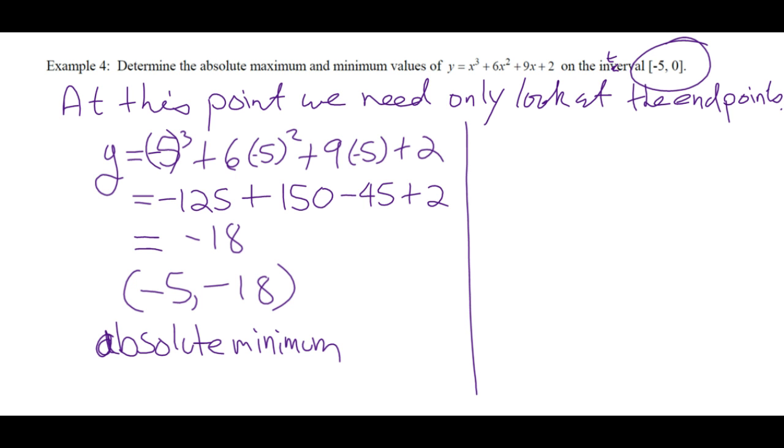Okay, the other point we want is 0. So I'm just going to say when x equals 0, what's y equal to? 2. All right, that's easy. Doesn't require much substitution. And so is that an absolute maximum? Yeah, it is. Okay, so it's an absolute maximum.